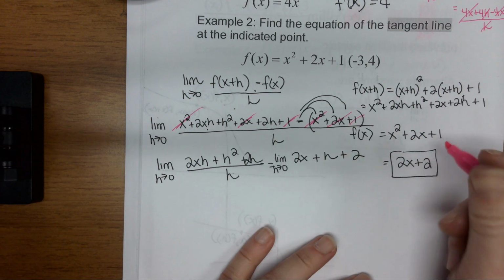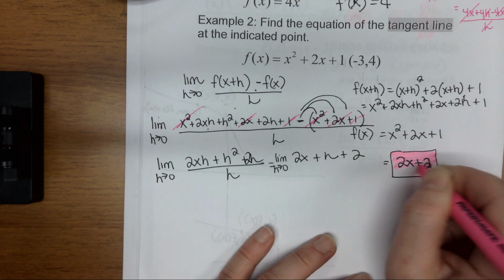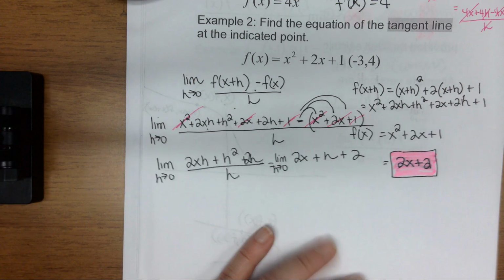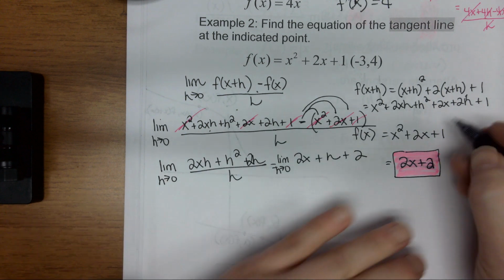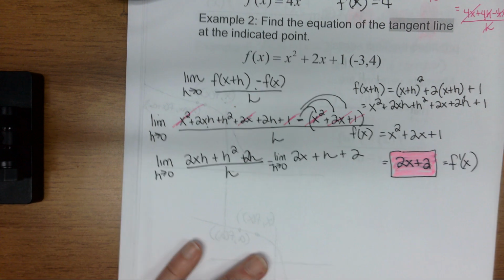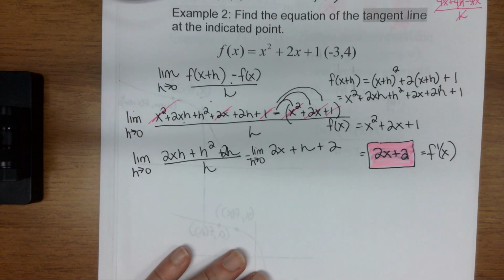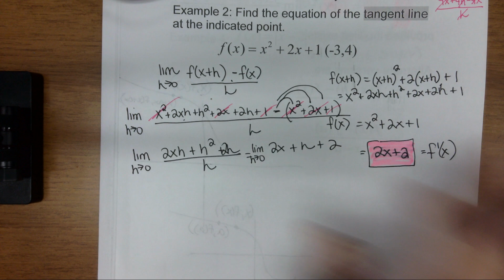I'm calling on you because you know this. I just found the derivative. So I just found a formula that's going to allow me to find the what? The slope. So this formula is what we call the derivative. The derivative is 2x plus 2, and it generates the slope at any point on this curve.